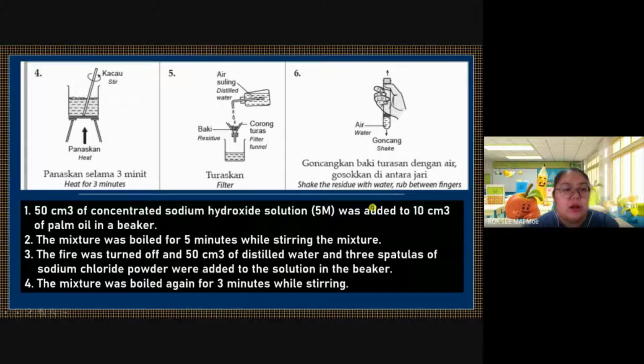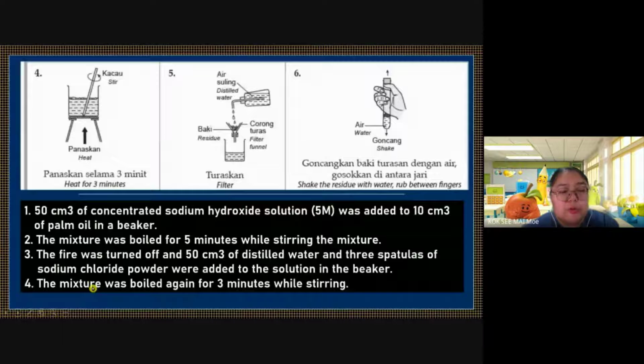So from here, the procedure is already there. The procedure you need to write in passive form. In the question it is active, and it can become passive. So the concentrated sodium hydroxide was added to the 10 cm cube of palm oil in the beaker. Now the mixture was boiled for 5 minutes while stirring the mixture. Number 3, the fire was turned off and 50 cm cube of distilled water and 3 spatulas of sodium chloride powder were added together with the solution in the beaker.